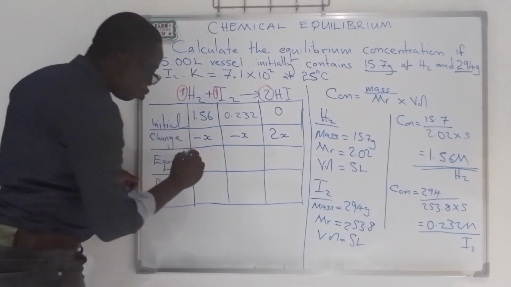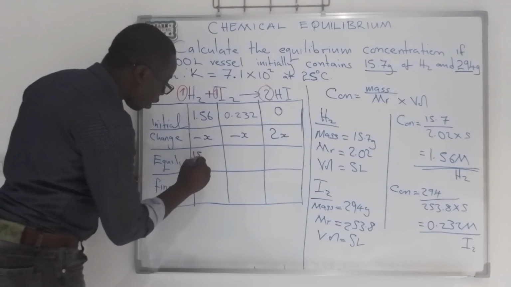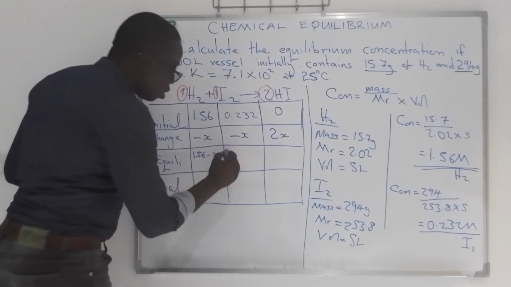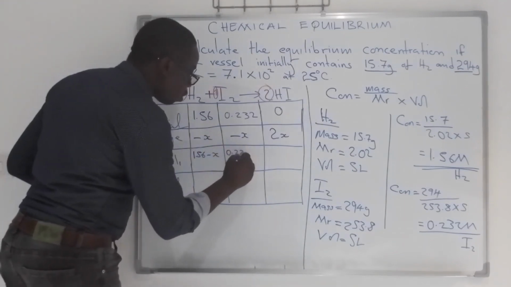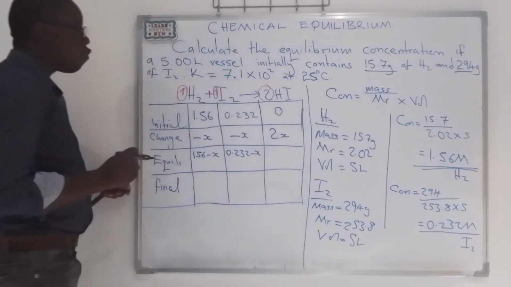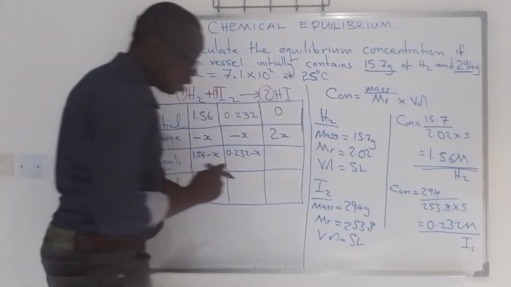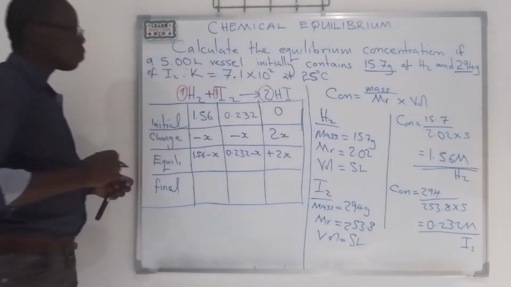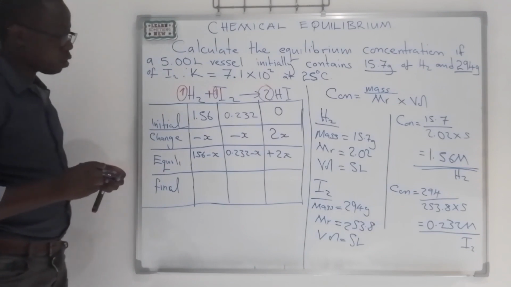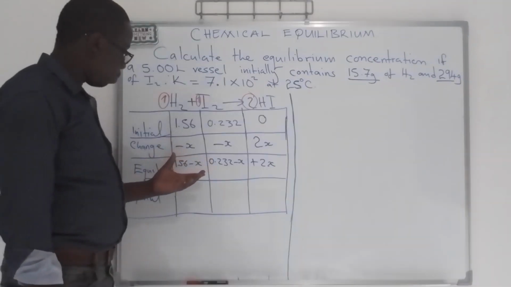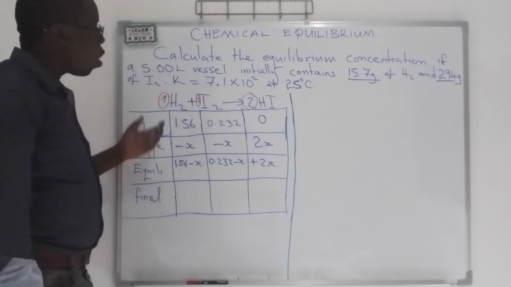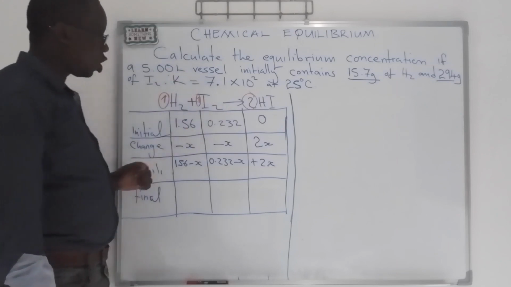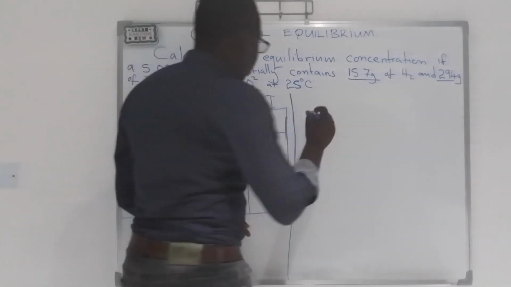At equilibrium, it will be 1.56 minus x for hydrogen, then 0.232 minus x for iodine, and positive 2x for the product. Now that we have reached this far in our calculation, we have to write the equilibrium expression for this reaction. Now, what is the equilibrium expression for this reaction?